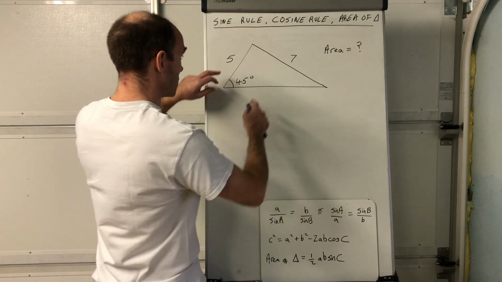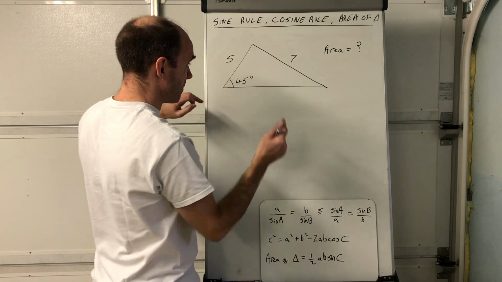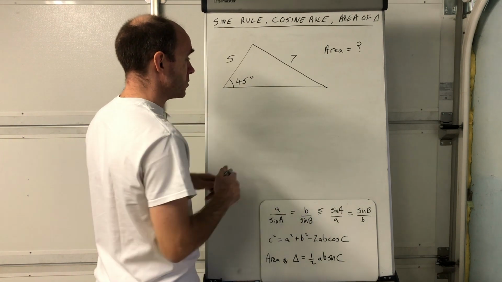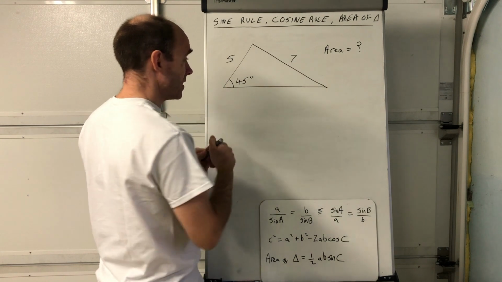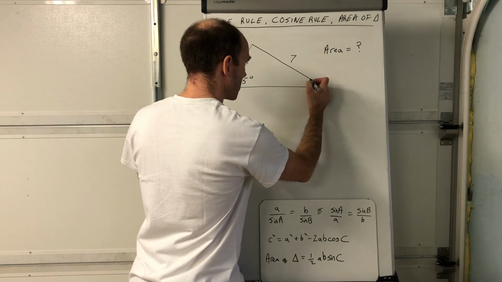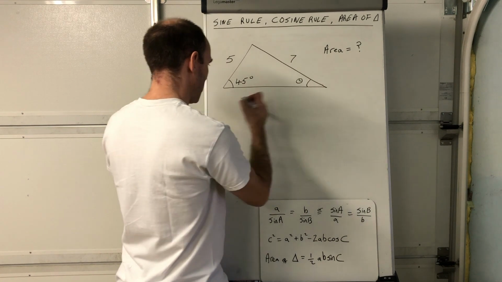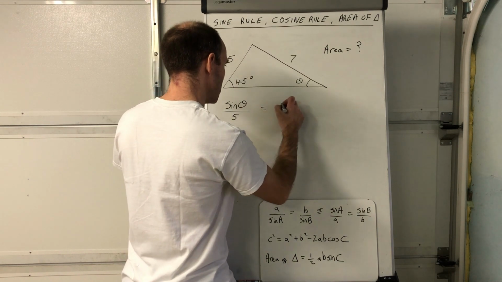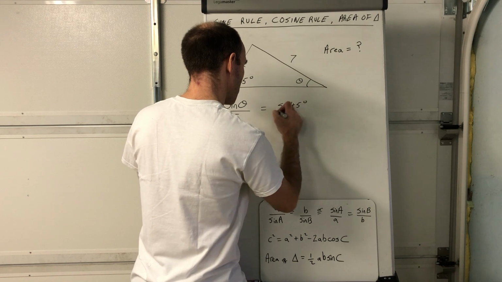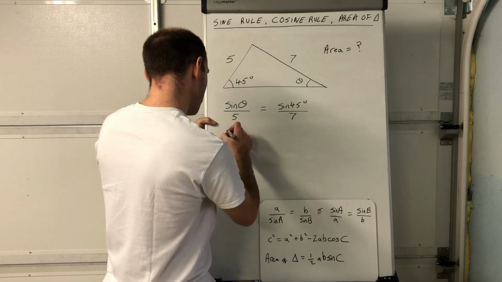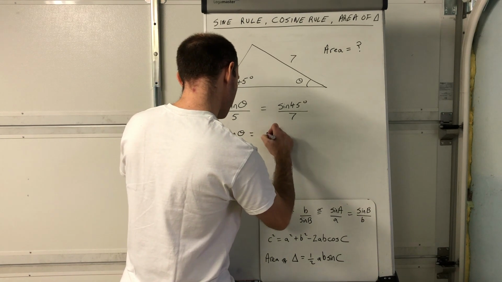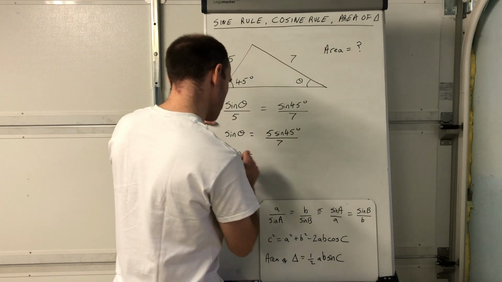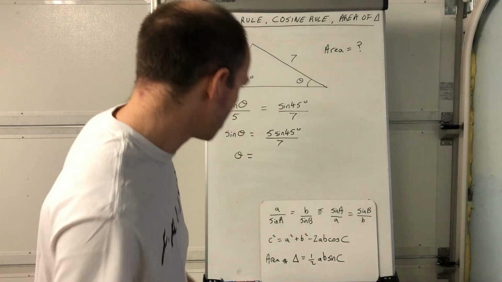Because we've got two sides there and one angle, one potential possibility is to use the cosine rule and work out this length there. We can do that. Or we can use the sine rule and work out maybe that angle there. I'll use the sine rule. So I'm going to label that angle as theta, and I'm going to work out what that is by doing sine theta over 5 is equal to sine 45 degrees over 7, and then sine theta is equal to 5 sine 45 degrees over 7, and then theta is going to be the inverse sine of that.